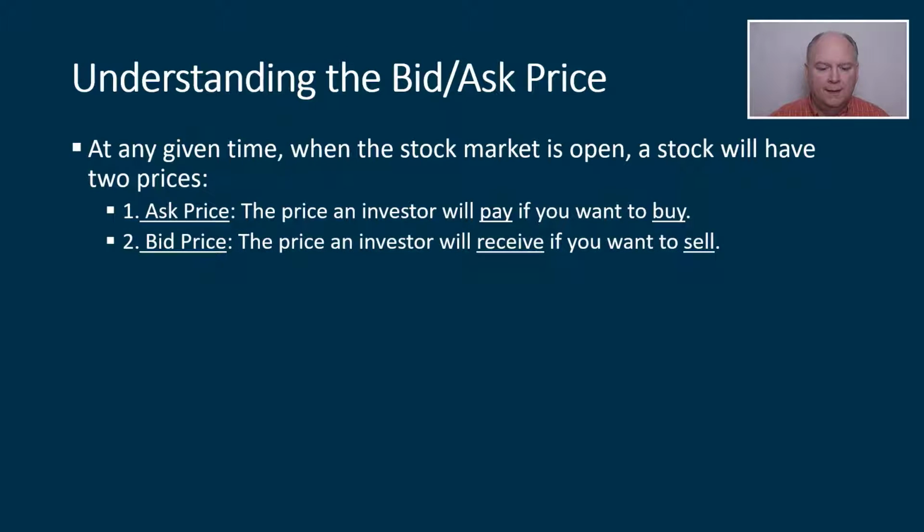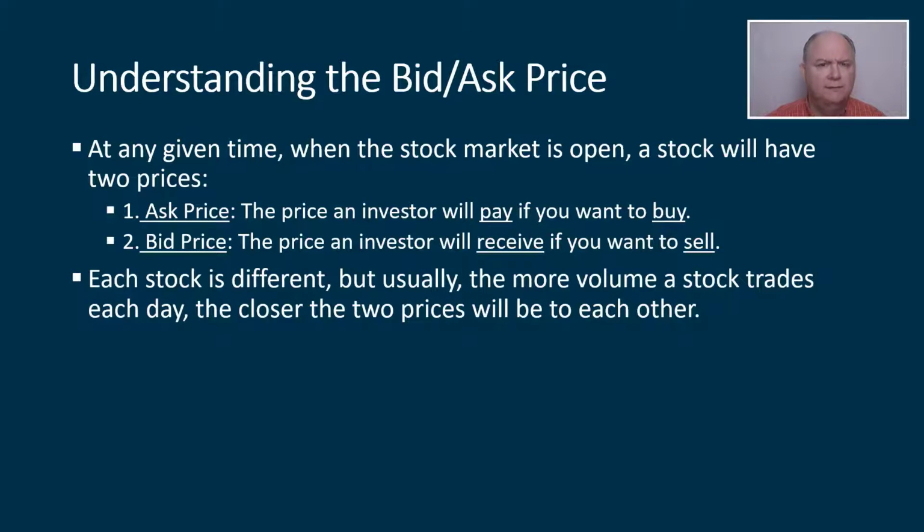Now, if you want to sell, you're going to sell at what is called the bid price. I just remember it: bid, sell, BS. Learning by association, or remembering things that way, seems to help me pretty well. BS: the price an investor will receive when you want to sell. And so there are two prices: a buy price and a sell price.